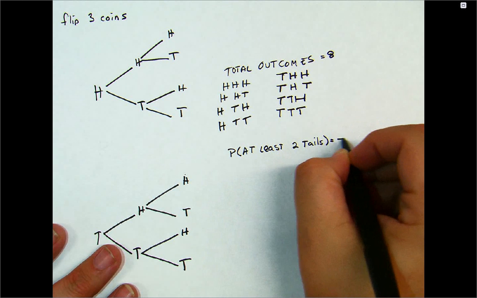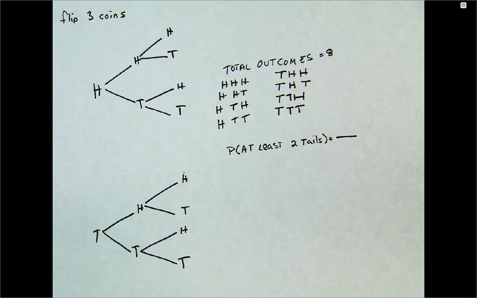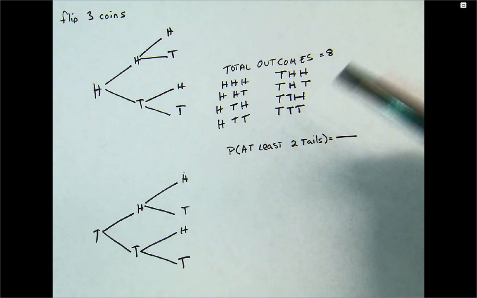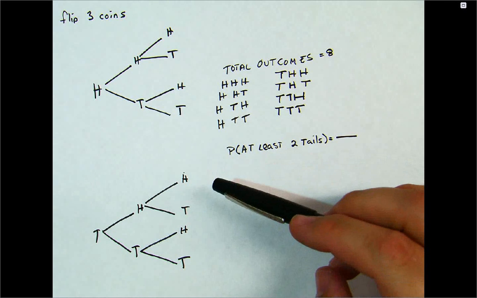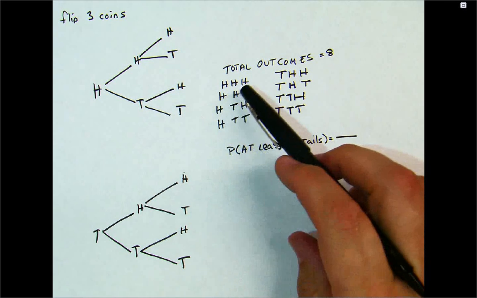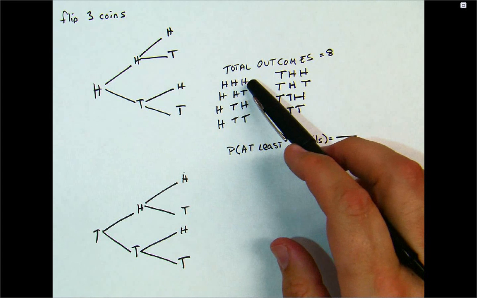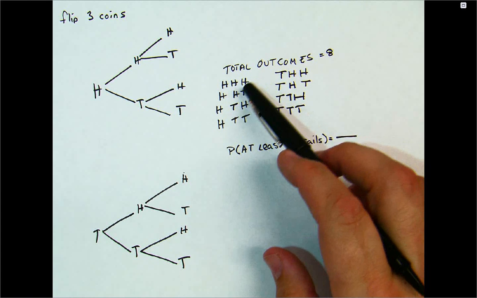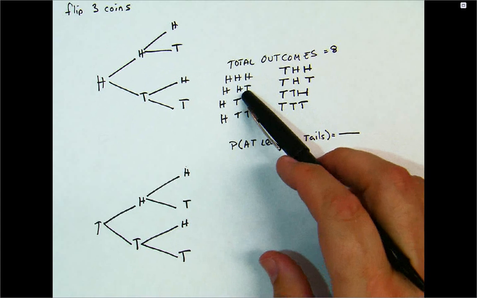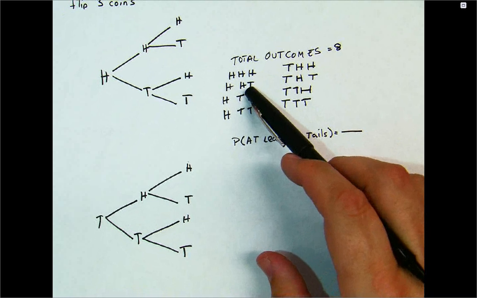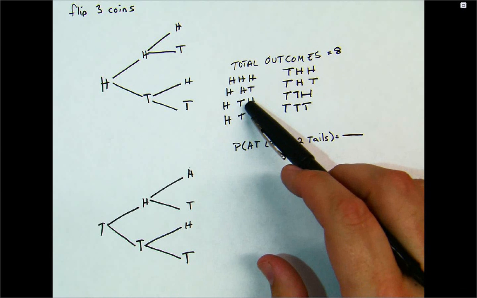Now let me ask you this. What's the probability that you get at least 2 tails? Now, once you have your sample space, you can go and say, all right, take a look at that first one. Are there 2 tails in that one? No. Is there at least 2 tails in this one? No. At least 2 tails in this one? At least 2 tails in that one? All right, so we got 1.